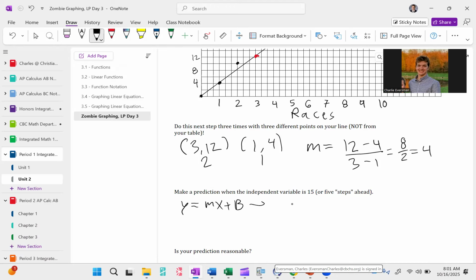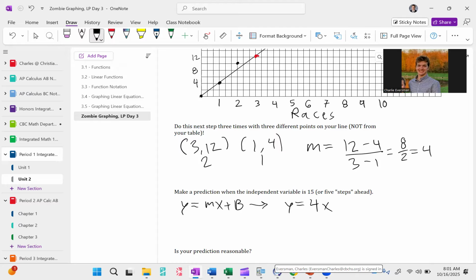I know my slope. My slope, I just calculated over here, is 4. And my y-intercept, well, I've already got, that was actually one of my points, (0, 0), right? Where I crossed the axis where my independent variable was 0, my dependent variable is also 0. That's where it crosses the axis. So I'm not going to add anything to this.